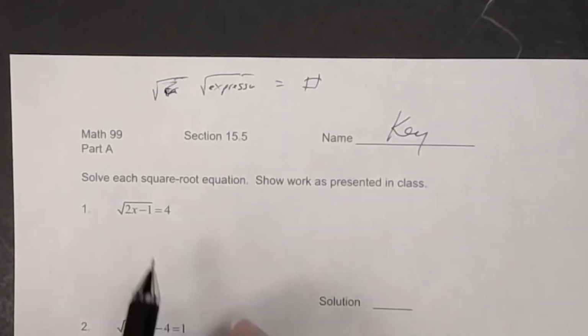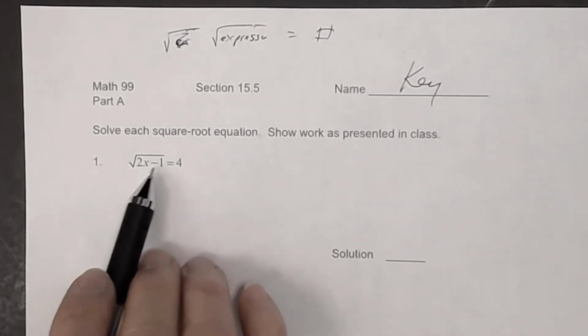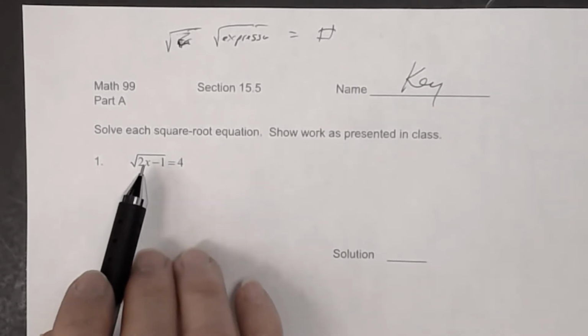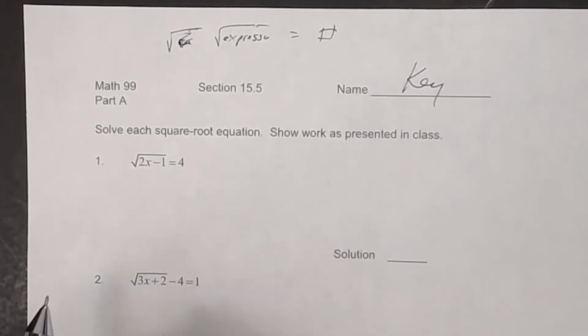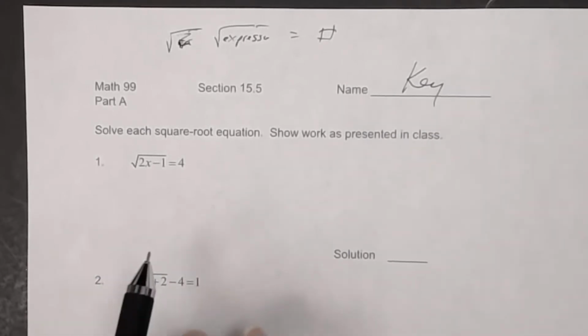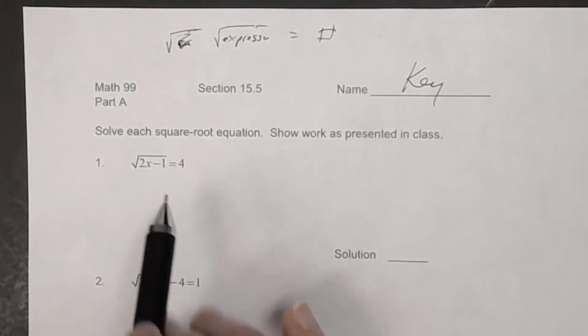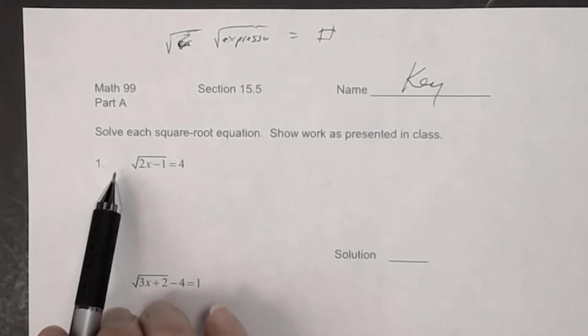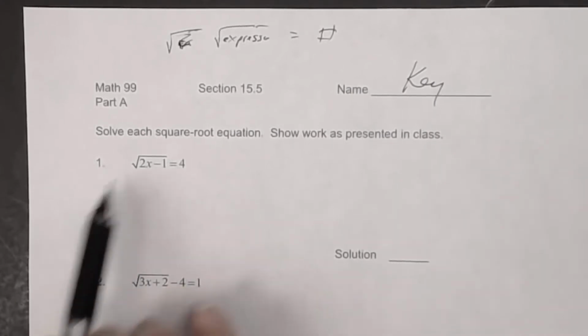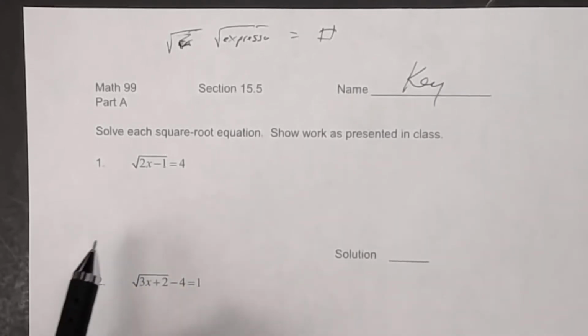All right, so here's the idea. In number one, I want to solve this square root equation, so I want to solve for the variable x. What x will make this side equal to 4? That's the question. In many of these, you won't be able to guess that, and they're asking you to show the work anyway. So you can't guess. You've got to do this algebraically. First of all, notice that in number one, the radical is already by itself.